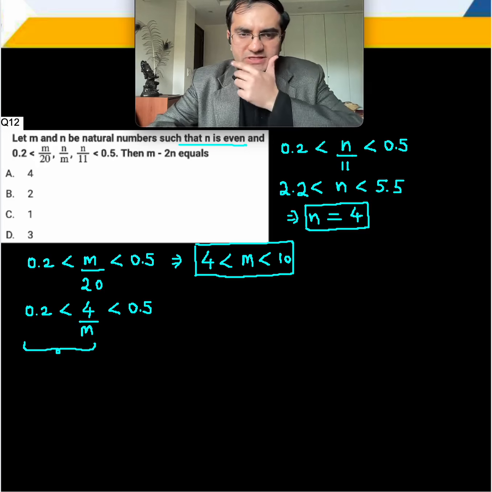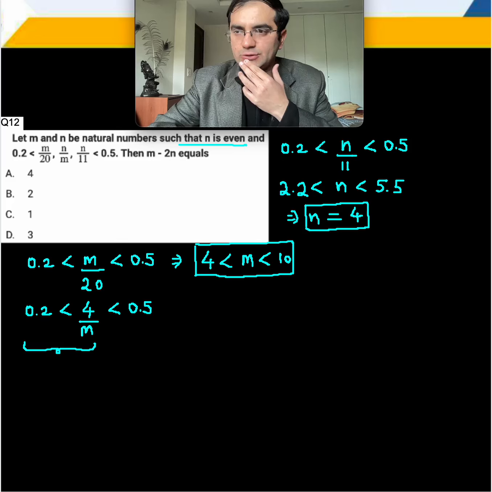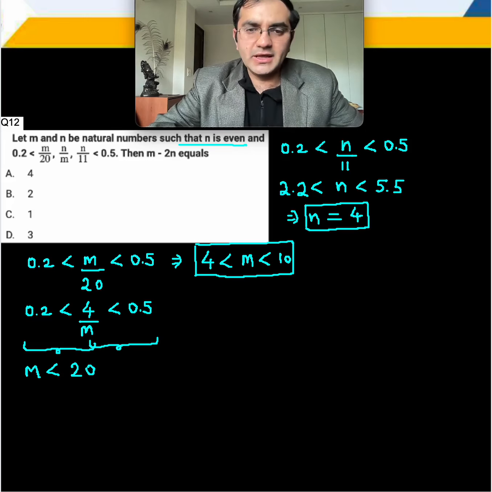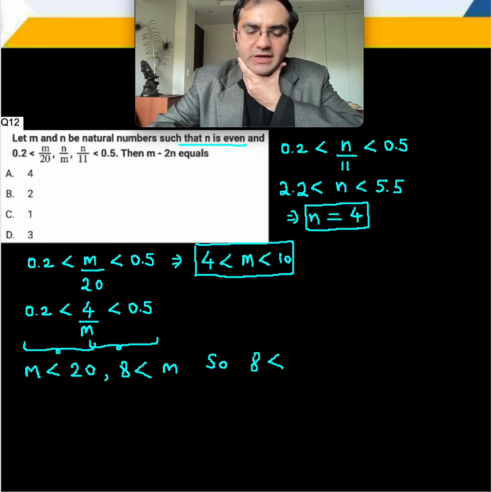Let me solve this part first. Cross multiply, because they are positive numbers, so I can do that without worrying about the change of sign. So m becomes less than 4 divided by 0.2, that is 20. And let's look at the other bracket, cross multiply. M will become greater than 4 upon half, that is 8. M is greater than 8. So in totality what you get is that 8 is less than m is less than 20.